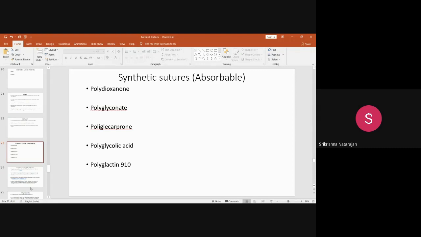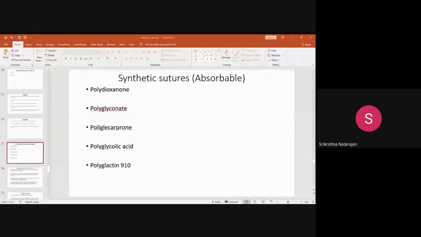About the synthetic sutures, we will learn individually what polydioxanone is, what polyglyconate is, and about the suture properties. We will learn in the next lecture. Okay, so I am stopping here for today.